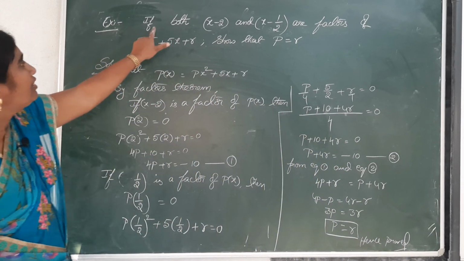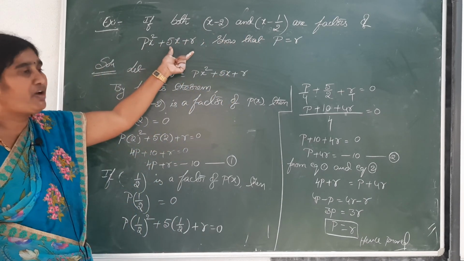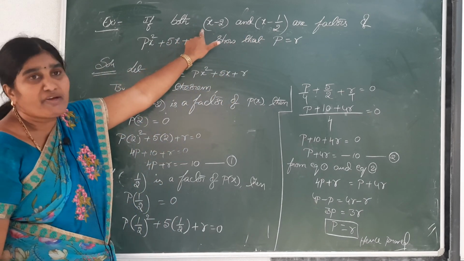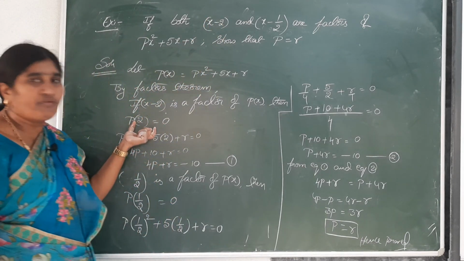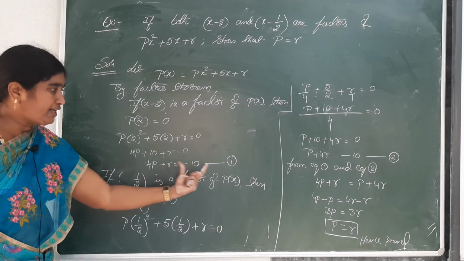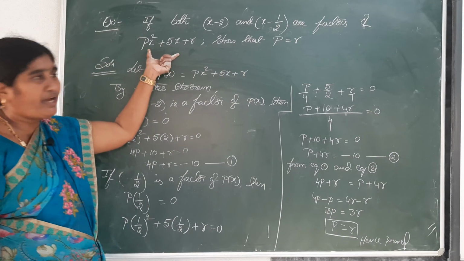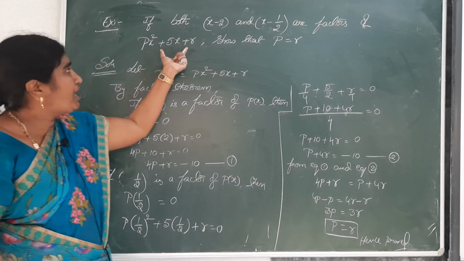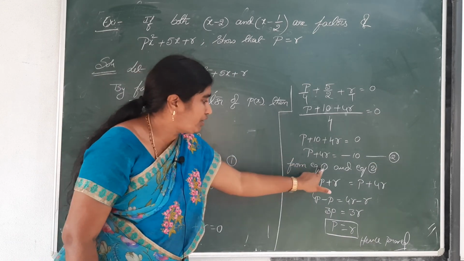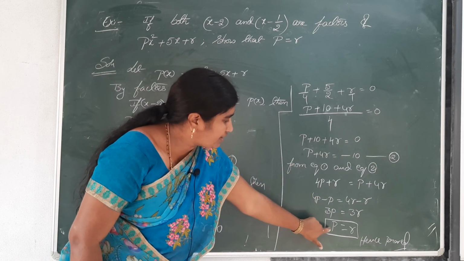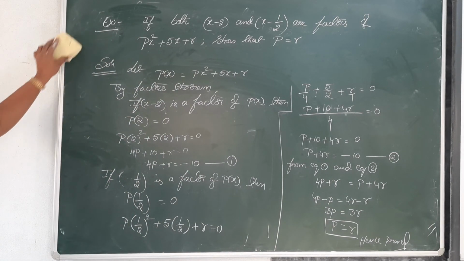Easy sum. If both x minus 2 and x minus 1 by 2 are factors of px square plus 5x plus R, then by the factor theorem x minus 2 is a factor of P of x, so P of 2 equal to 0. We get equation 1. Next, x minus 1 by 2 is a factor of P of x, then P of 1 by 2 equal to 0. We get equation 2. From equation 1 and 2, we get P equal to R. Next, let us see another problem.